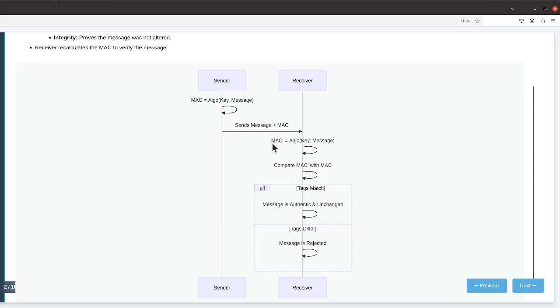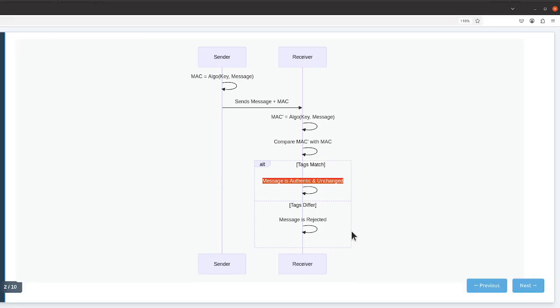When the recipient gets the message, they perform the exact same calculation using the message they received and their copy of the secret key. If the tag they generate matches the one that came with the message, they can be confident about two things. First, the message came from the sender who holds the secret key, which confirms authenticity, and second, the message was not altered in transit, which confirms integrity. If the tags don't match, it means something is wrong. Either the message was tampered with, or it didn't come from the expected sender.